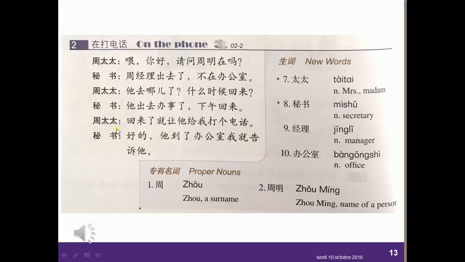All right, third one. What did Zhou Taitai ask the secretary to do after Zhou Ming comes back? Okay, the answer is 回来了就让他给谁?给周太太打个电话。So what will the secretary do once 周经理 comes back to the office? Last sentence. As soon as 周经理 arrives at the office, she will tell him. Okay, that's the second sentence. Let's listen to it one more time without looking at the pinyin, okay?